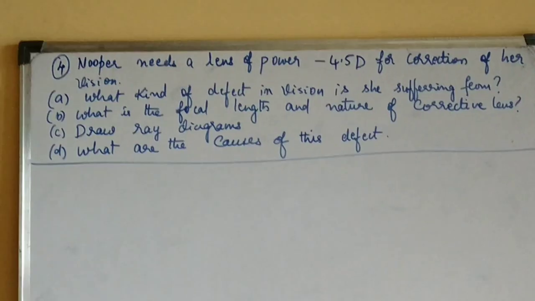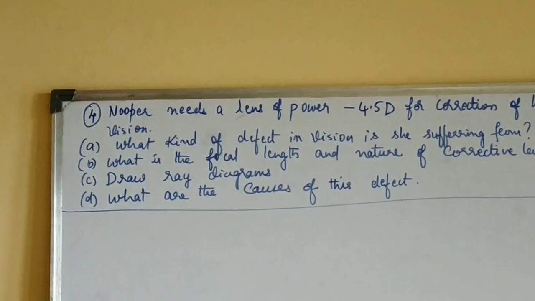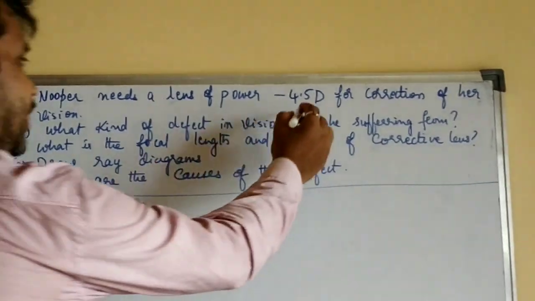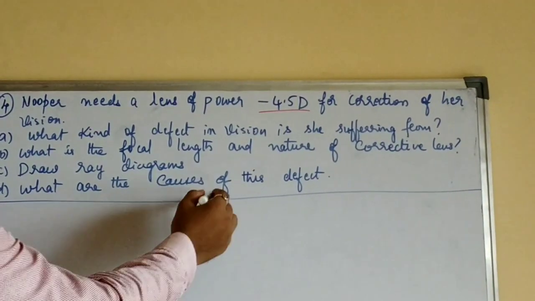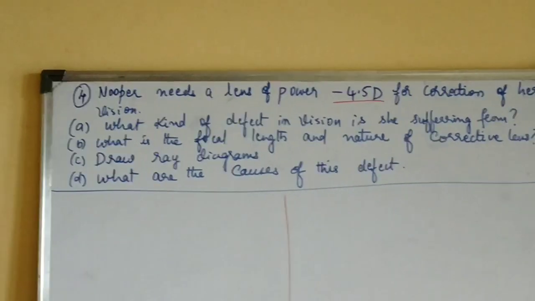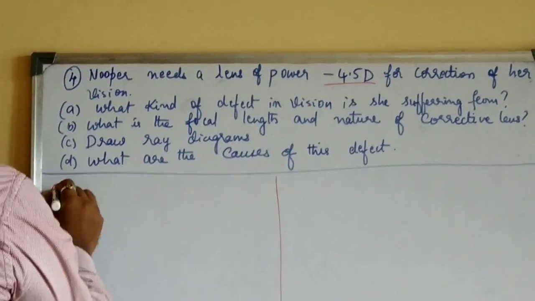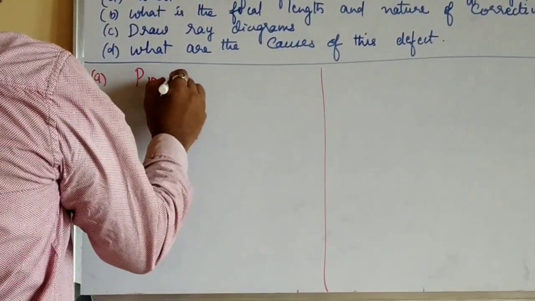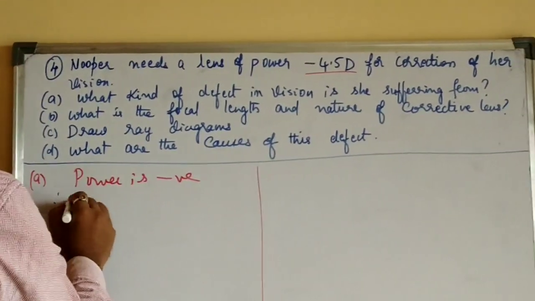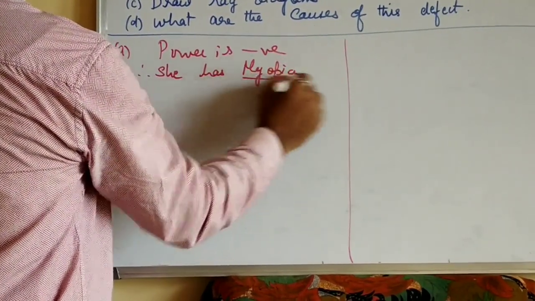Okay. Now moving to the fourth problem. Nooper needs a lens of power minus 4.5 diopter for correction of her vision. First case, what kind of defect in vision is she suffering from? Means what defect she is having. Now it clearly indicates that since power is negative, she is suffering from myopia. Yes, therefore she has a myopic eye.